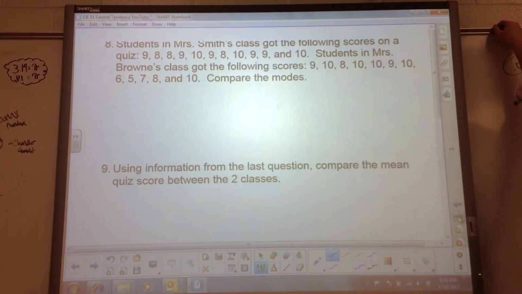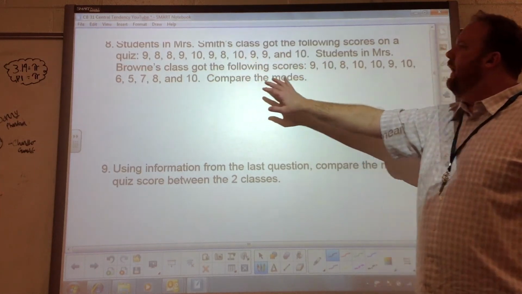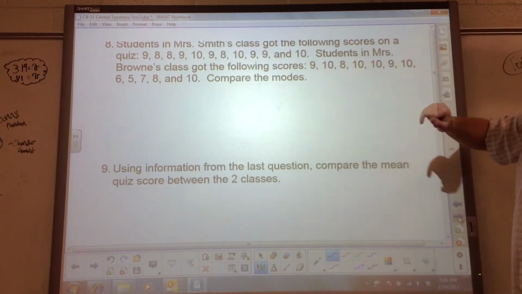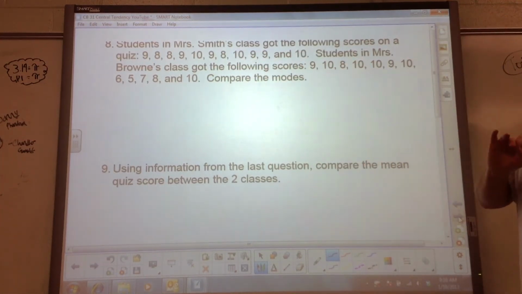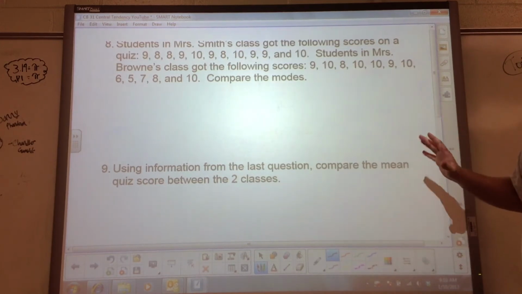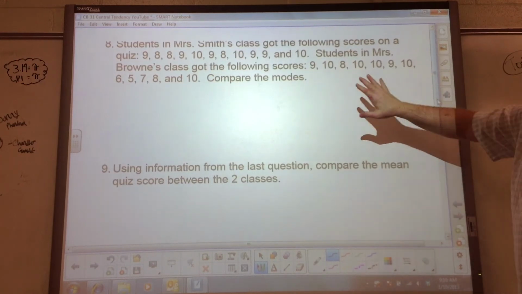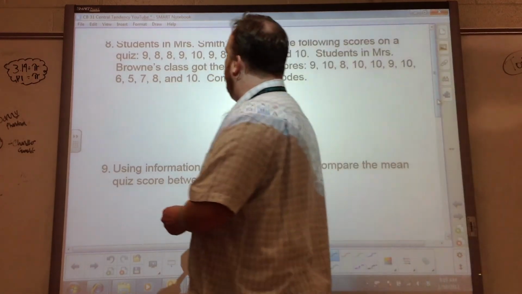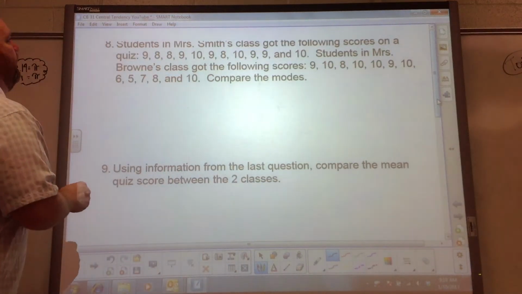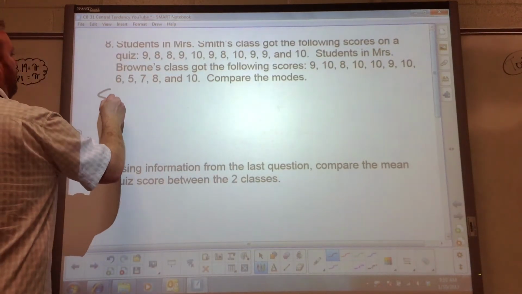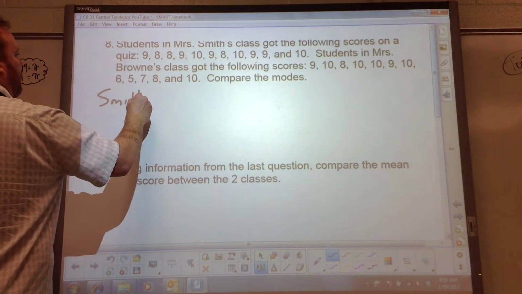It says the students in Miss Smith's class got the following scores on a quiz. And this is basically out of 10. So what you would need to do is put these in order from least to greatest and compare the modes. That way, if you put them in order from least to greatest, it really helps out. It gives you a better visual. And so what it's saying is compare the modes. Well, let's go ahead quickly and put these in order from least to greatest. Let's go Smith and Brown.